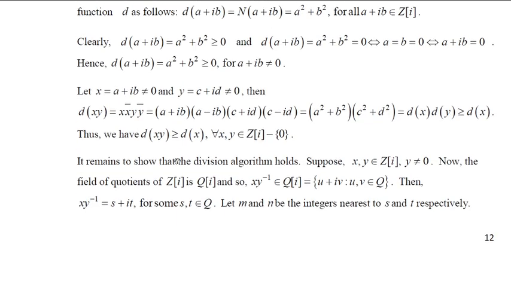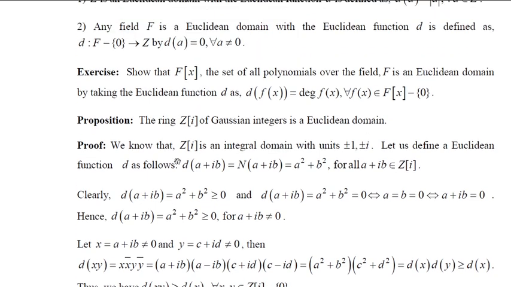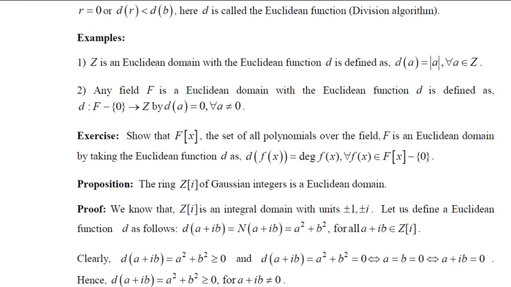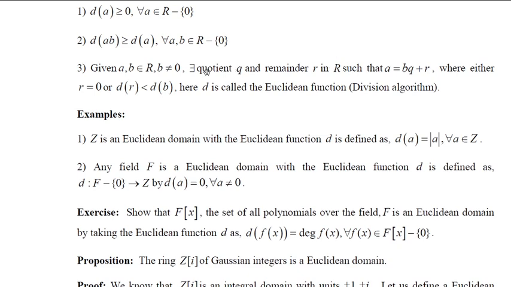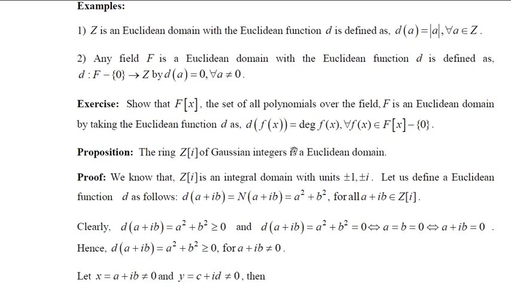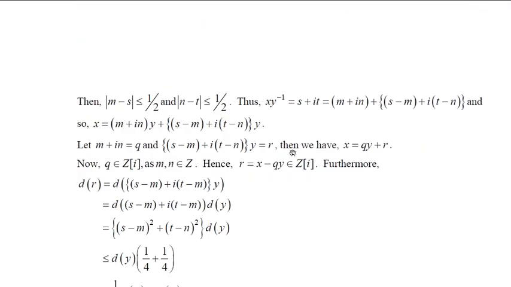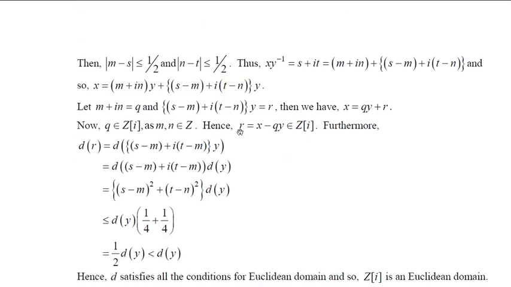That means we have proved that there exist r and q coming from the ring. That is the condition they had given: quotient and remainder should come from the ring. So we have written that q and r are coming from Z of I. We have written x as q into y plus r, where q and r are coming from Z of I.